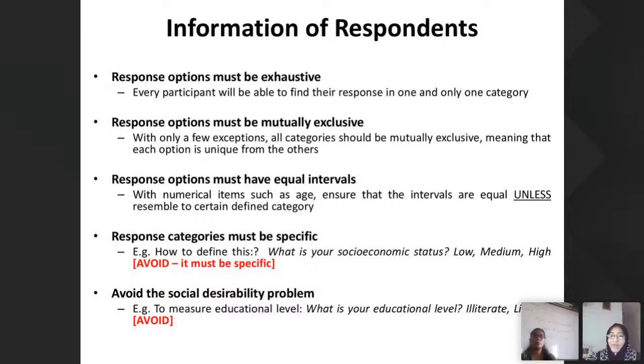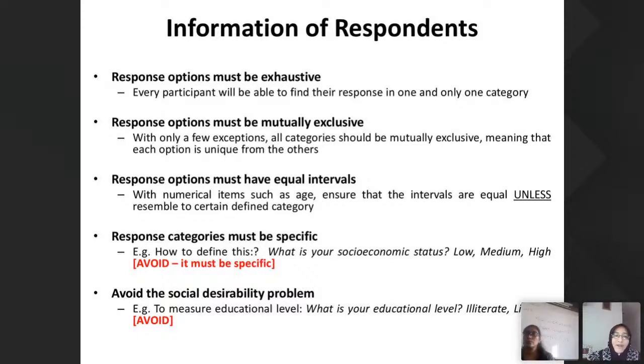But if we want to resemble a certain defined category, let's say we want to put the categories adult and geriatric, adult patient and geriatric patient, we know that adult patient will be from 18 up to 64, and then the geriatric you will put as more than 65. This is what it meant. Unless it resembles a certain defined category, then you can do that. When you're talking about a certain defined category, you must know what you're putting. I gave the example just now, adult and geriatric. So you know that this particular range is meant for adult and that particular range is meant for geriatric.